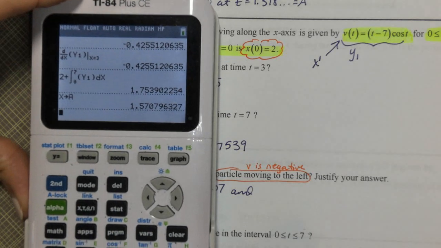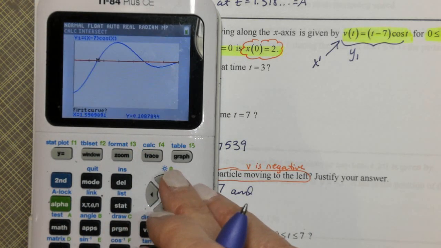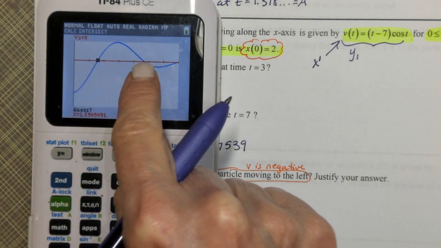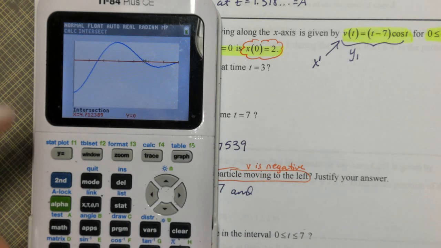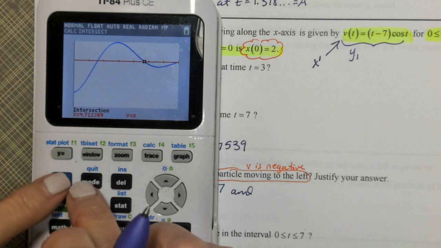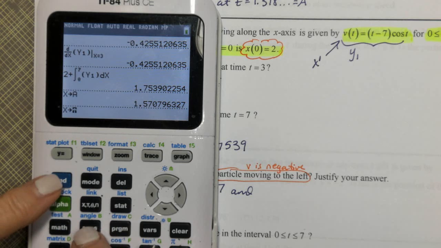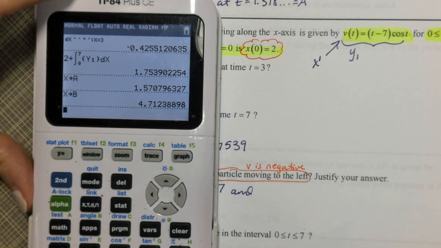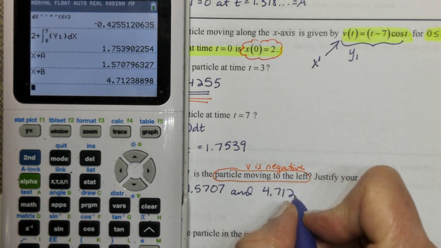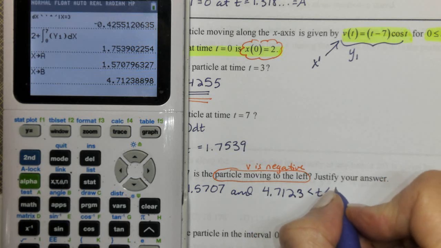from, let's go get the other values. So second calc, intersect 5, enter, enter, and this time I'm going to guess 1, 2, 3, 4, 5 to get this one, 4.712, and I'm going to go store that in for B. So, and from 4.712 to 7.